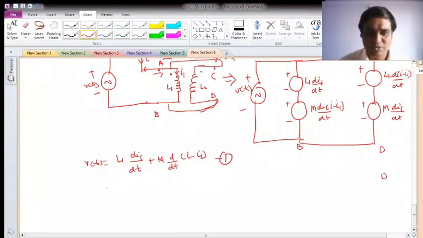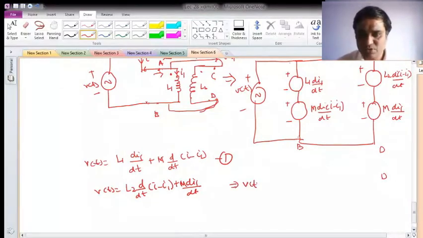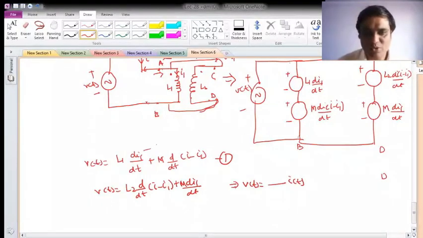What about the second? Again the same, V of t for the second case will be L2 d/dt of I minus I1 plus M di1 by dt. Now I would like to write its equivalence. So what should I write? I should be able to express V of t as something into I of t, so I want to remove I1.